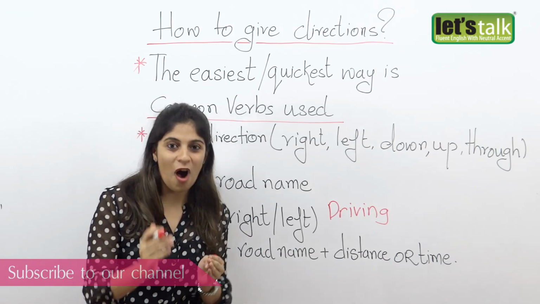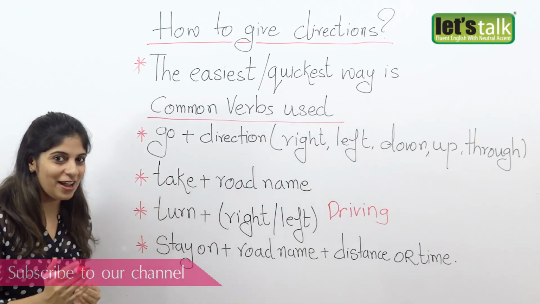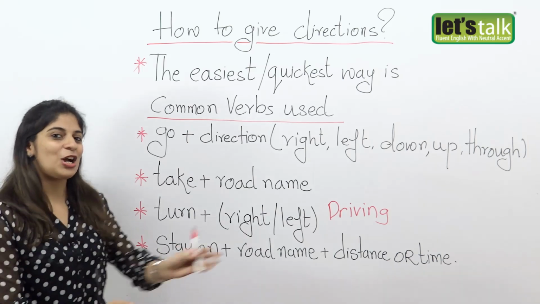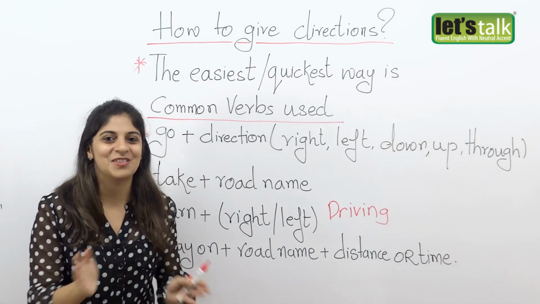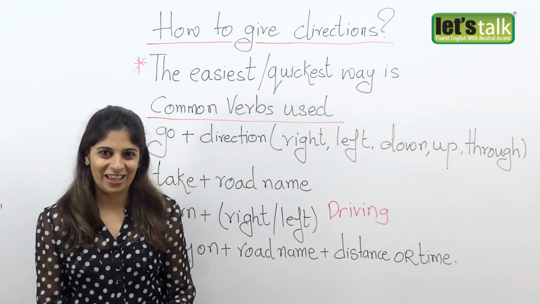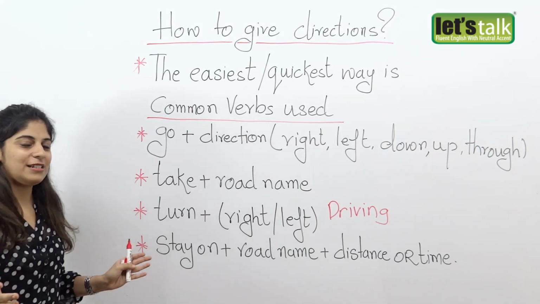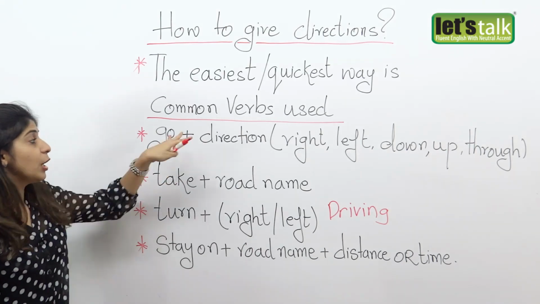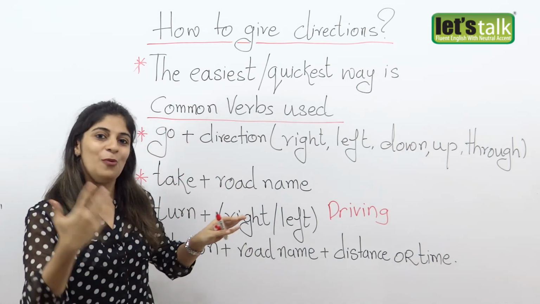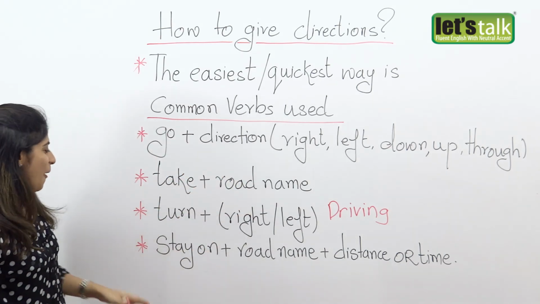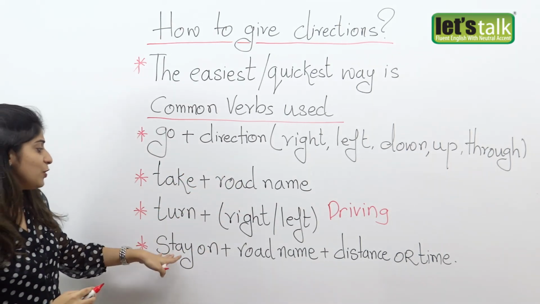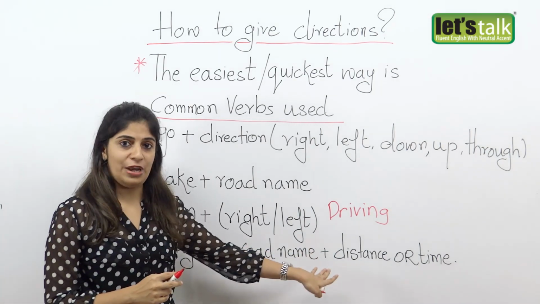But if someone is walking and asking you for directions, you would not say turn right or turn left, okay? That's wrong. How is he going to turn if he's walking, isn't it? So if someone is walking and asking you for directions, then you would say you go left or you go right, okay?